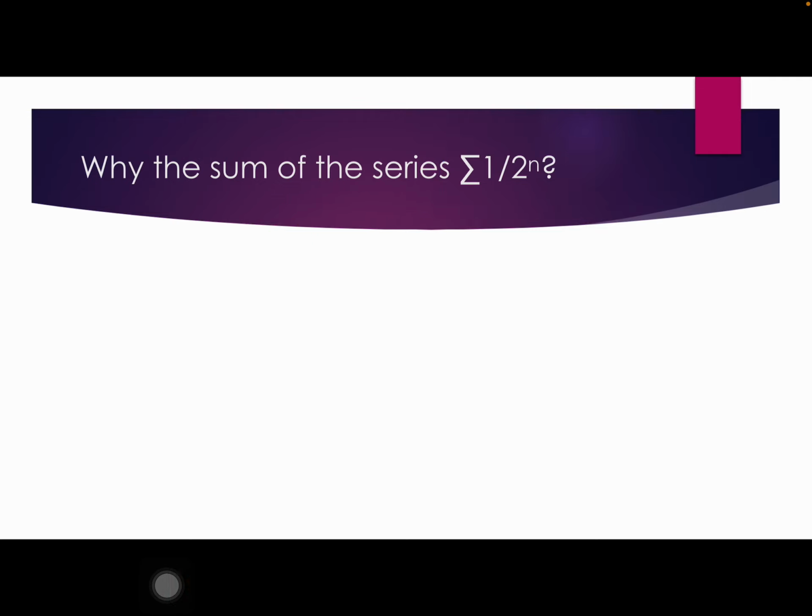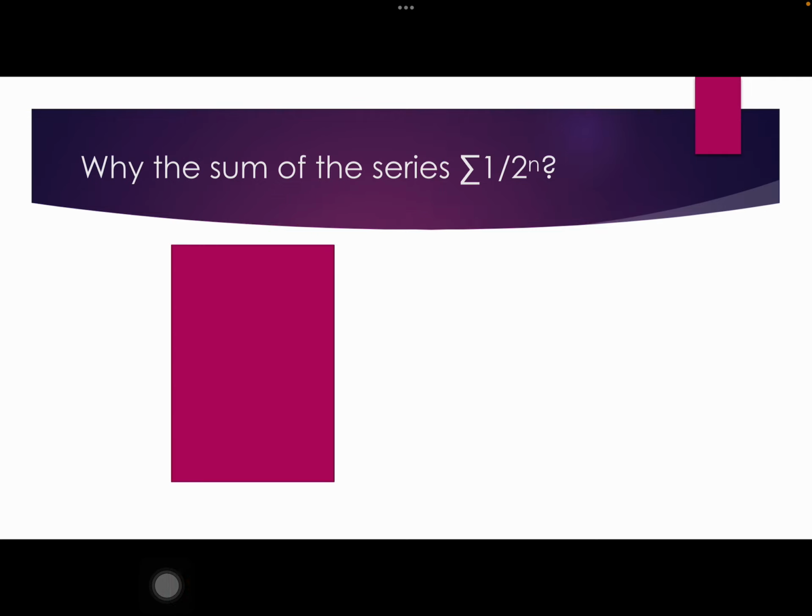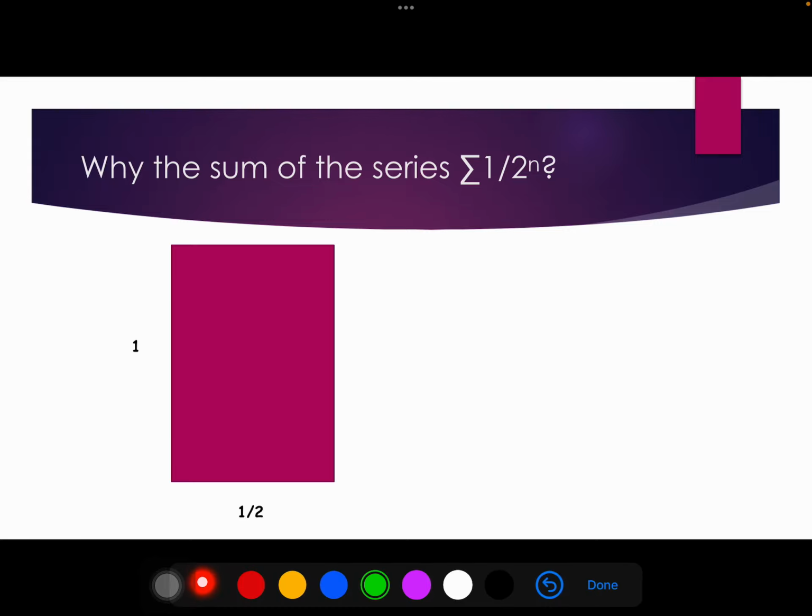Okay, so let us see that. For that, here I have a rectangle. Its sides are 1 and half. So what will be the area? Area will be 1 times 1 by 2, that will be equal to 1 by 2. Now, to this rectangle, I am adding another rectangle, indeed a square. I just added a green square. Its sides are half and half, so the area will be 1 by 2 square, which is 1 by 4.